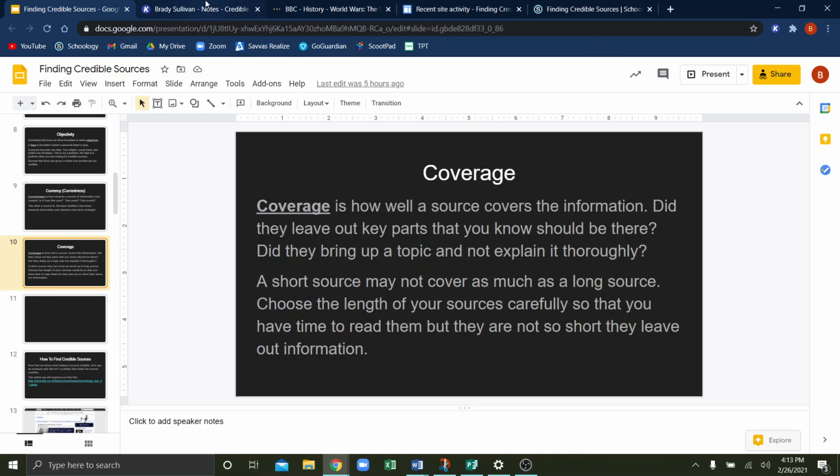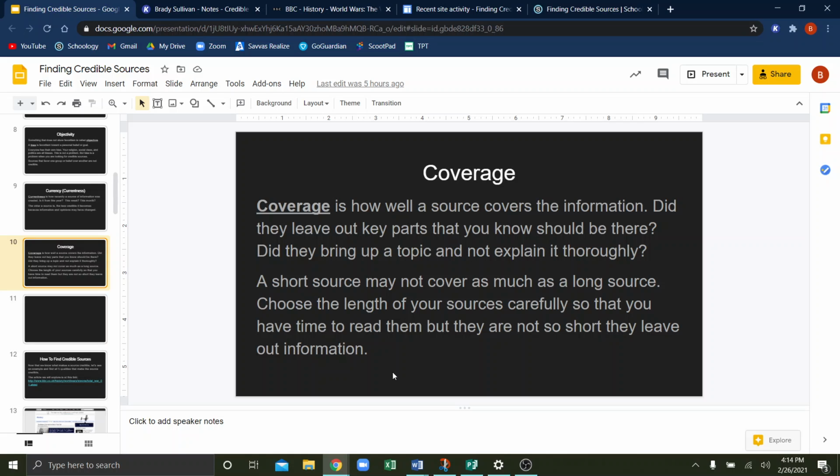Next is coverage. Coverage is how well a source covers the information. Did they leave out key parts that you know should be there? Did they bring up a topic that is not explained thoroughly? A short source may not cover as much as a long source. Listen to this. Choose the length of your sources carefully so that you have time to read them, but that they are not so short that they leave out information.